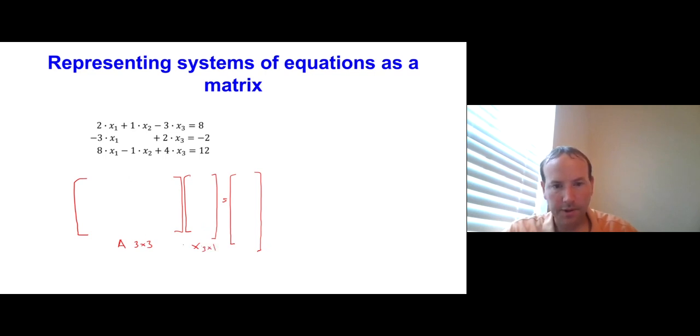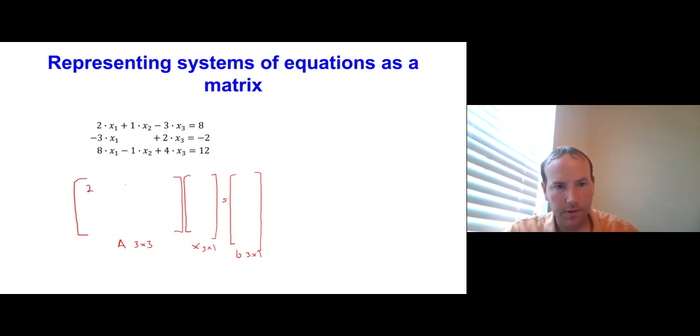Notice that the inner dimensions agree. And then finally, our matrix B is going to represent these last terms on the end right here, and so that's given by 3 by 1. You notice that A times x should yield a 3 by 1 matrix, and that is in fact the case.